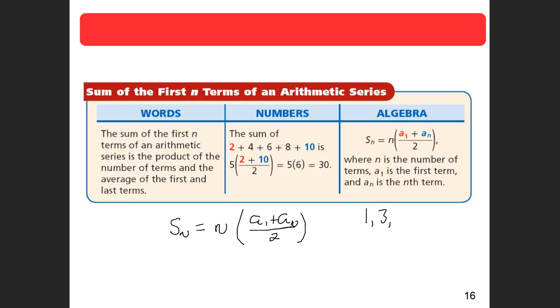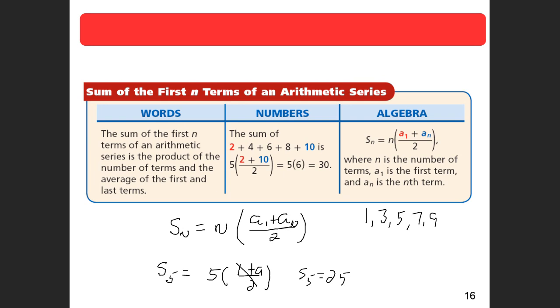1, 3, 5, 7, 9. So 1, 2, 3, 4, 5. So let's find S of 5 using this formula. Well, we already know the first term and the last term because we can see them. We know what n is, it's 5. And then the first term is 1, the last term is 9, divide by 2. So that's 10 divided by 2, which is 5. So 5 times 5 is 25. So S of 5 is equal to 25, using our formula.